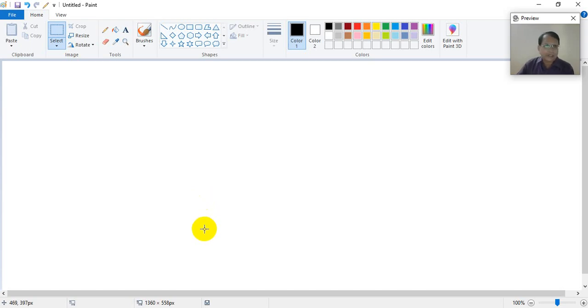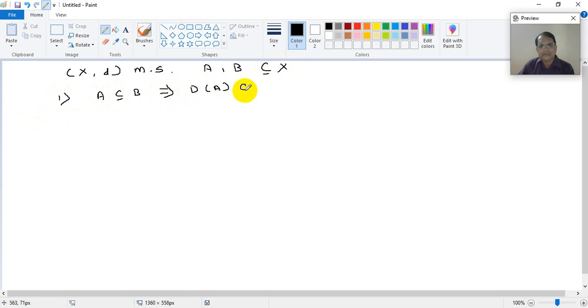Now another property we will prove. Okay, so the property is something like this. Suppose (X, d) is a metric space, right? And A and B are subsets of X. Then the first thing we will prove is if A is a subset of B, then the derived set of A is a subset of the derived set of B. So what is given, see, A is a subset of B, this is given. This we do not have to prove. What we have to prove is D of A is a subset of D of B.